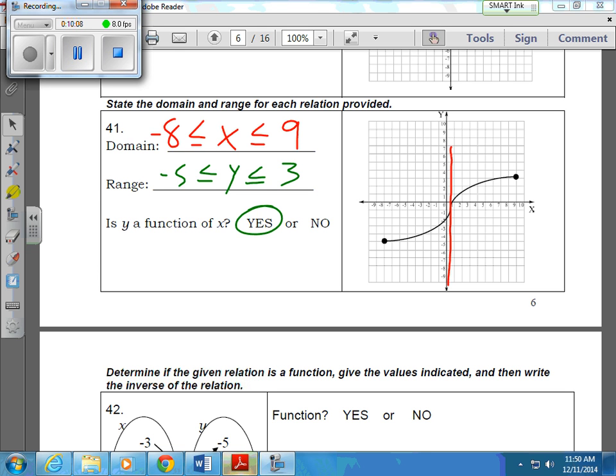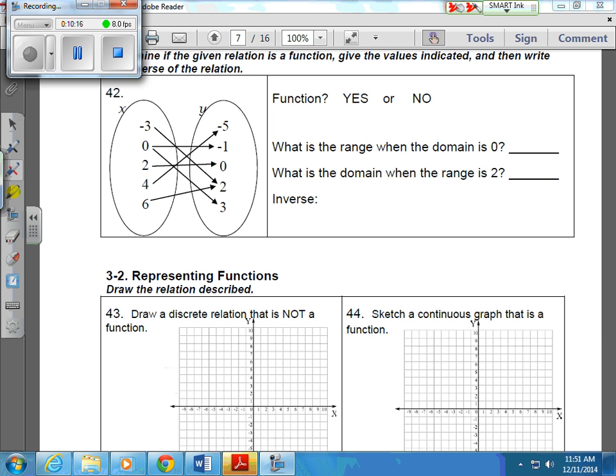All right, we'll say it could be, maybe, depending on what happens right there, if that's vertical or not. All right, is this one a function? Is 42 a function? How can you tell? Sure. 0 has two outputs. We have the same input. We have an x value that has two outputs.